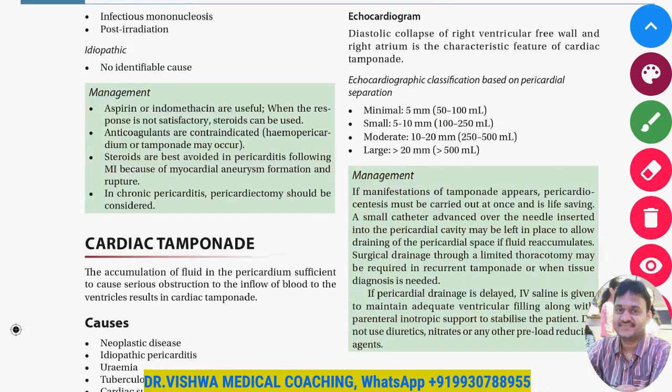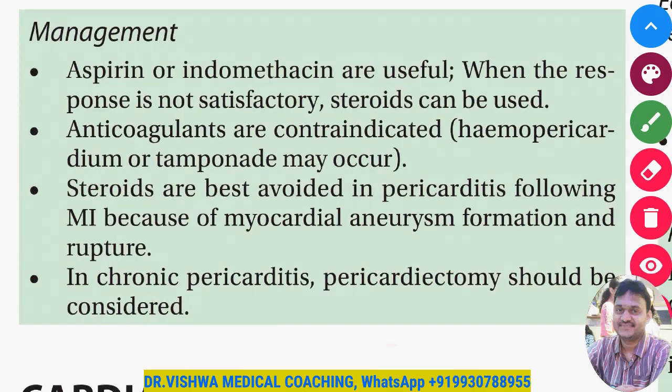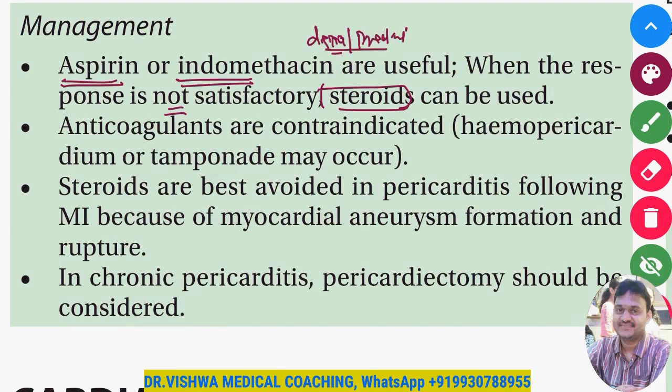Etiologies are so diverse that most of the time we will not be able to diagnose what exactly the etiology is, but the management is required. Because of the inflammation that is going on, we can give aspirin or indomethacin, which are useful. When the response is not satisfactory, we give steroids. Dexamethasone or prednisolone can be given, at a very high dose. Prednisolone we give 1 milligram per kg per day, up to 60 milligram per day, and then we can taper off.